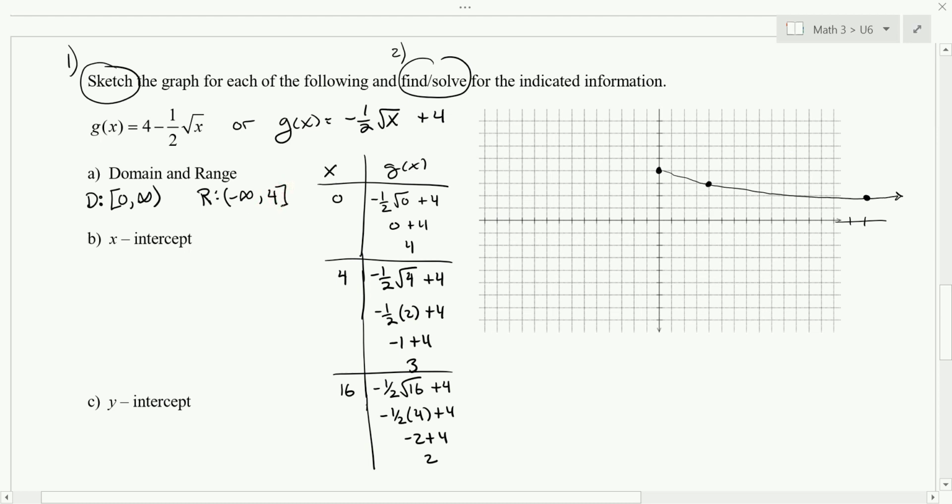Okay. X-intercept. It will eventually hit the x-axis. We know the x-intercept is going to be past 16. It's slowly dropping, so we need to solve for this. So plug in 0 for y.